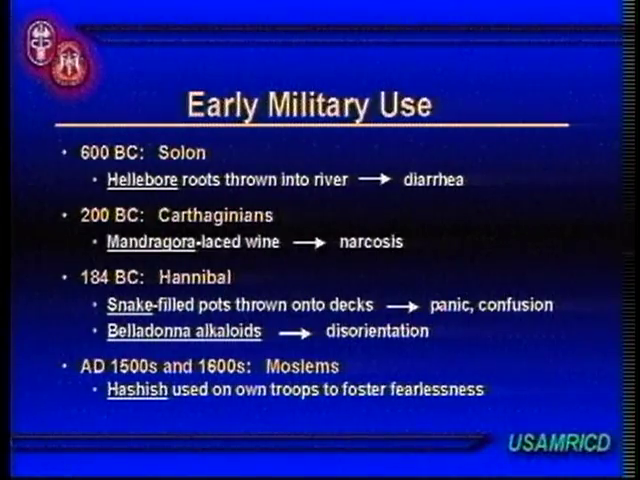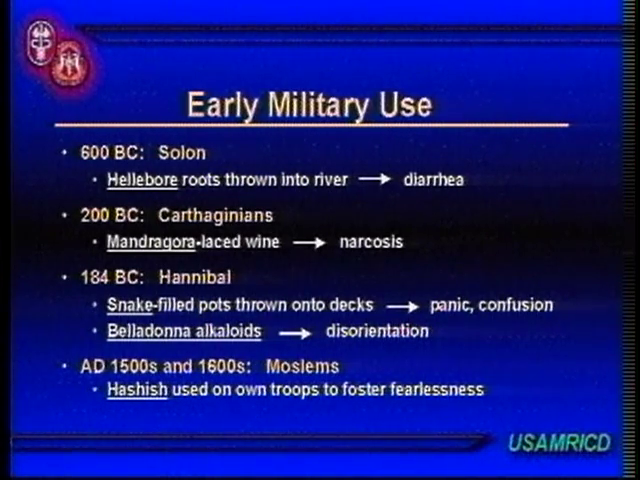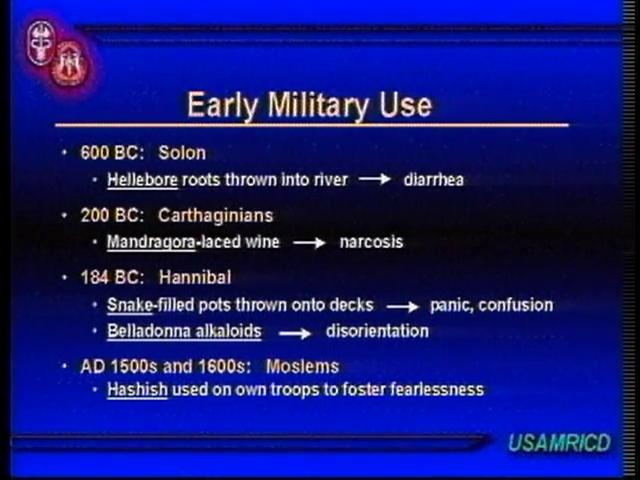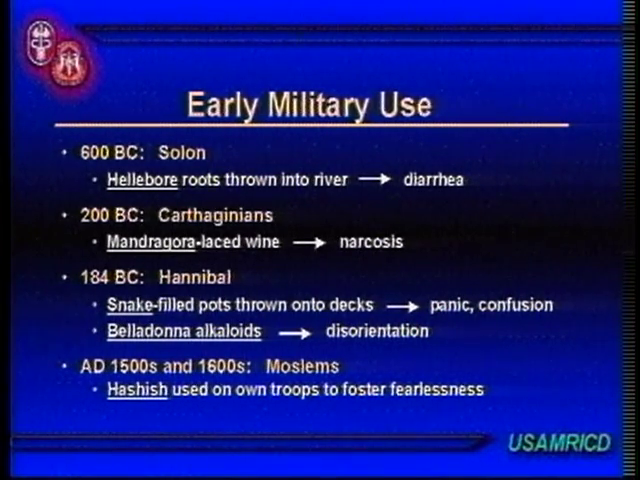But these things are not really new. The search for agents that are not necessarily toxic is an old search. We know that at least as far back as 600 BC, we have people like Solon who threw roots of a particular plant into a river, and the people that drank from the river got diarrhea, incapacitating from a physiological standpoint, not necessarily a mental one. More from a mental status standpoint is the use by the Carthaginians of wine that was laced with a particular drug that made people really sleepy, and it was really good wine.